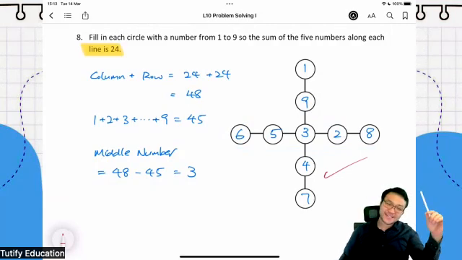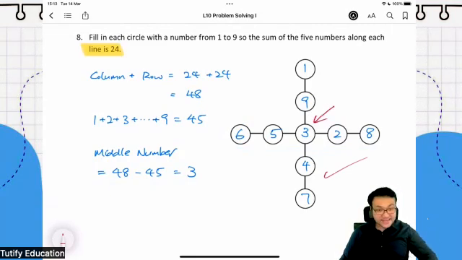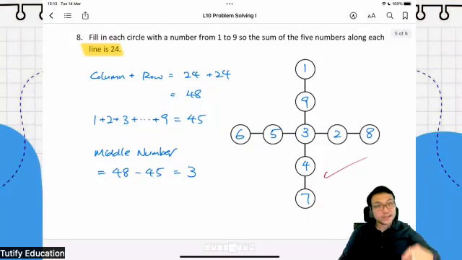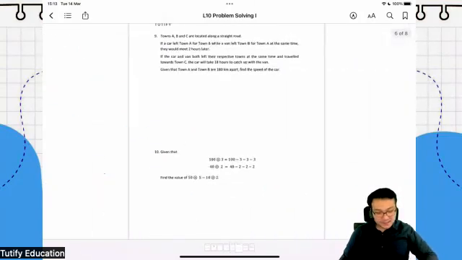Okay, so what's the trick here? The trick here is that the number in the middle gets added 2 times. So the extra over here will be because of the middle number. So then you know that the middle number is 3. It was added 1 extra time, correct? Okay, let's try the next one.